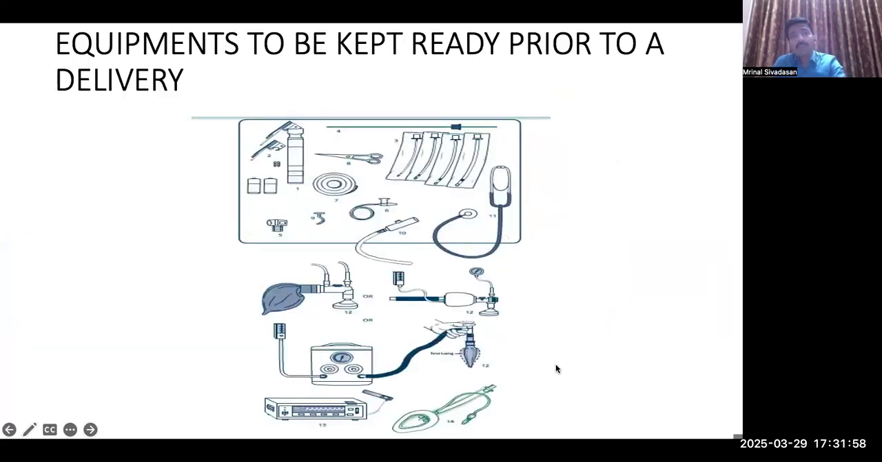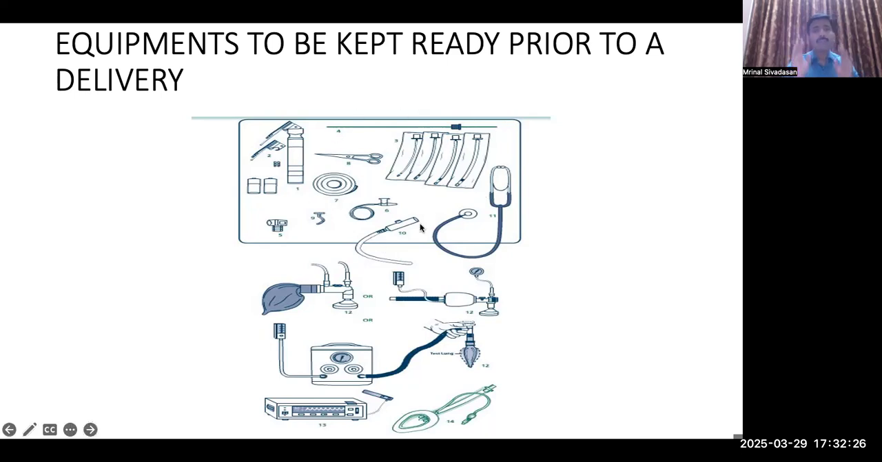So let's go to the equipment. What all equipments you should need prior to the delivery. Before the equipment, you should ask the obstetrician what is the problem. So is the baby preterm or term? Is there multiple gestation, twins or triplets? And is there meconium stained amniotic fluid? If the mother has any complications like blood pressure, diabetes, etc.